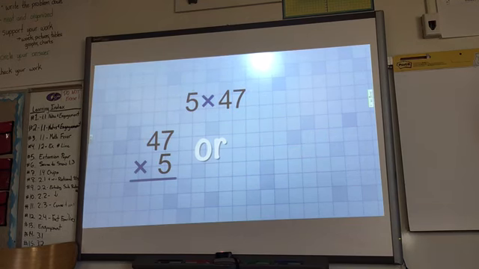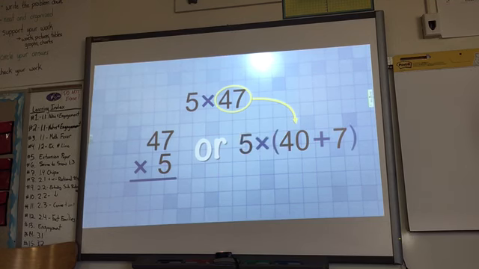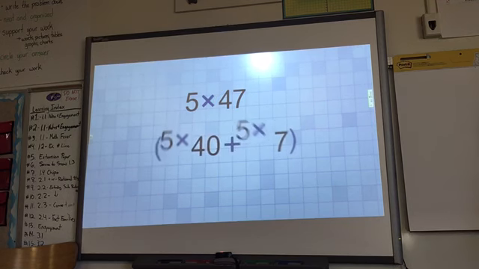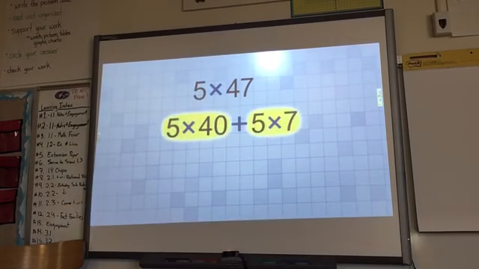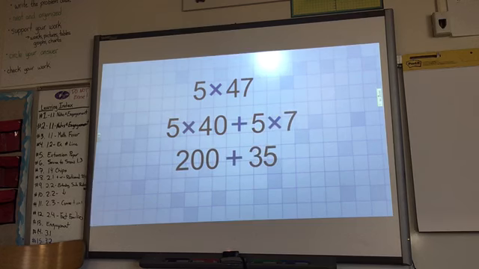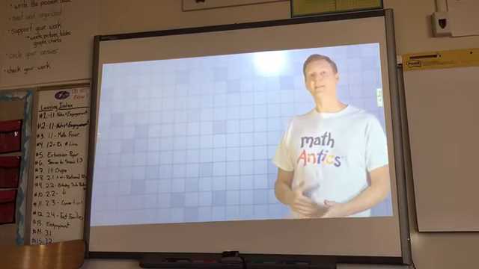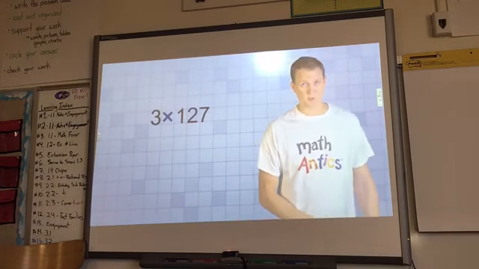The key is to realize that you can replace the 47 with 40 plus 7. Then the problem becomes 5 times the group, 40 plus 7. And the distributive property lets us change that into 5 times 40 plus 5 times 7. Those two multiplications are easy to do. 5 times 40 is 200, and 5 times 7 is 35. So our answer is 200 plus 35, or 235. Want to see another example? Let's apply that same idea to this multiplication problem.